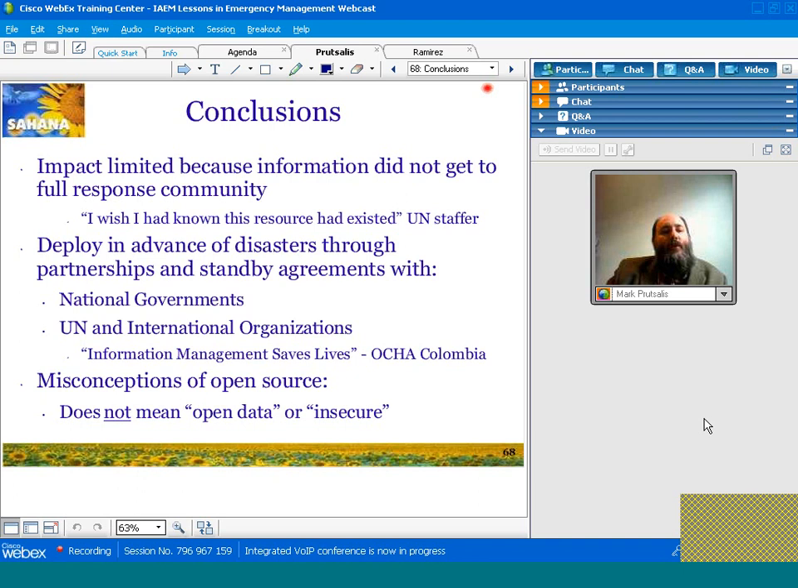The last thing I want to address is that there are several common misconceptions about open source. Open source does not mean open data or that the information is insecure. Information can be shared only with those whom you authorize, and there are certainly professional standards applied to data security and data standards in these relationships. This is a common misconception, so I just wanted to mention that.